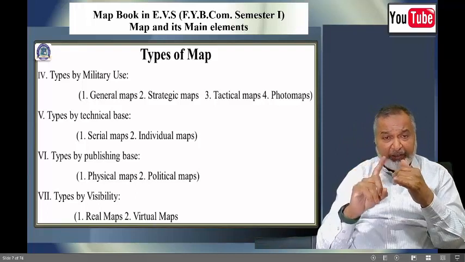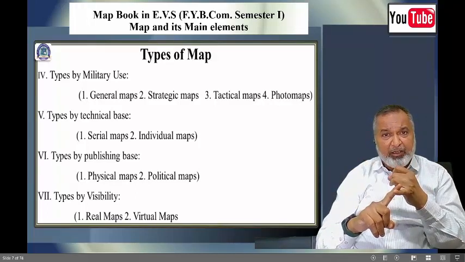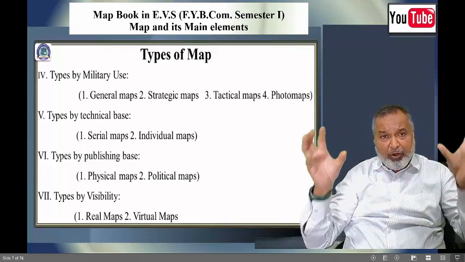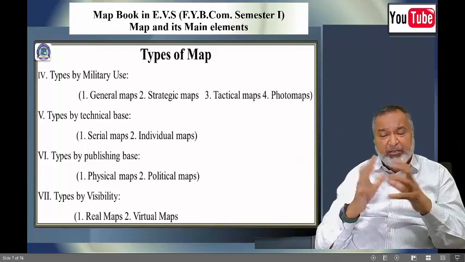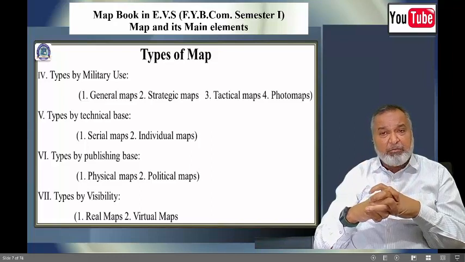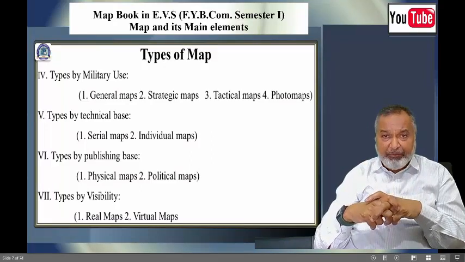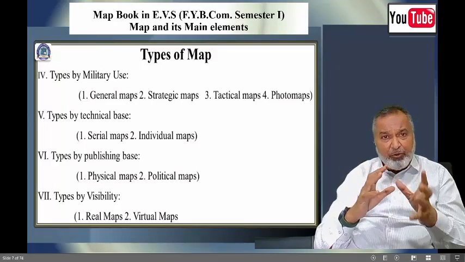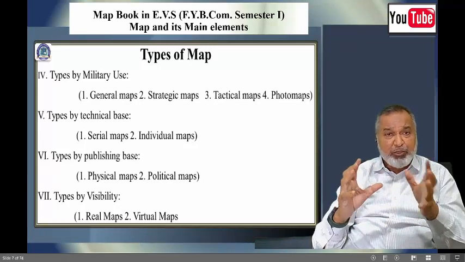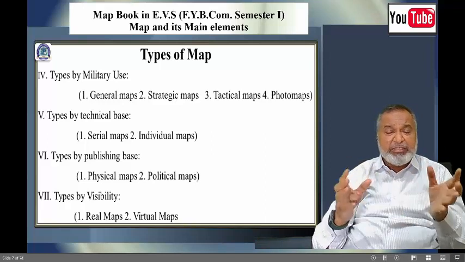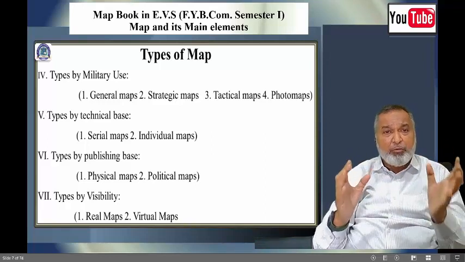In that, the general maps will be given, and there will be border area maps where we want to have the strategic maps, tactical maps and photo maps. These are given for the commandos, navy, air force, as well as the army. These maps are not easily available to the common layman.